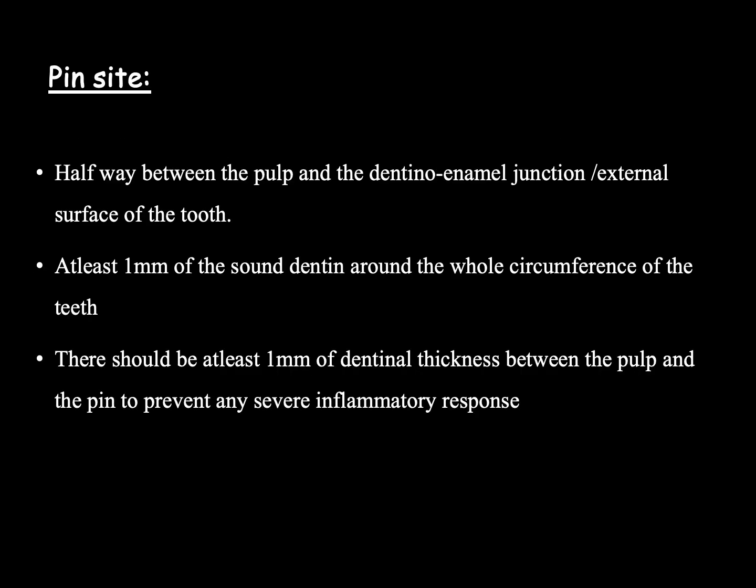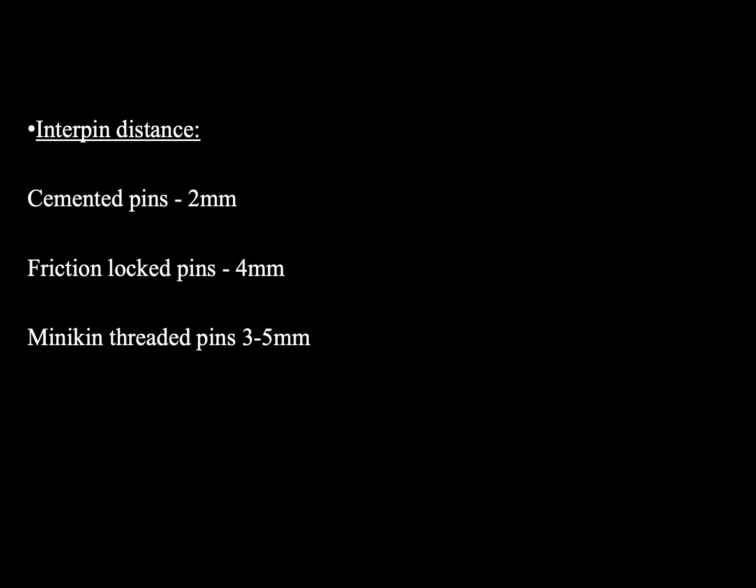The pin site should be halfway between the pulp and the dentino-enamel junction or external surface of the tooth. At least 1 mm of sound tooth dentine should be present around the circumference of the pin, and there should be at least 1 mm of dentinal thickness between the pulp and the pin to prevent any severe inflammatory response. The interpin distance for cemented pins should be at least 2 mm. For frictional lock pins, at least 4 mm. For threaded pins, at least 3 to 5 mm.